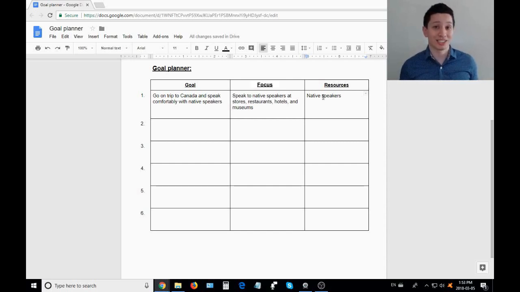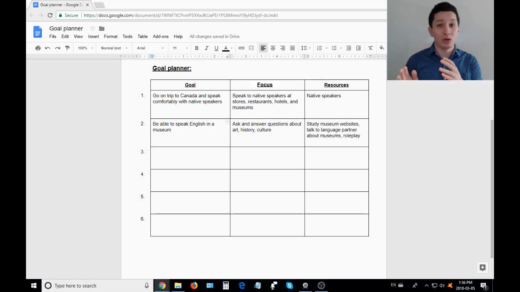And for the resources, well, I'm going to be doing this with native speakers because that's the whole reason I'm learning English. So if we take this one step back, I ask myself, what would be the most challenging thing for me to do? Aside from speaking to native speakers all the time, it would probably be speaking at the museum. So one goal before my end goal would be to be able to speak English in a museum. And the focus of that goal would be to ask and answer questions about art, history, and culture.